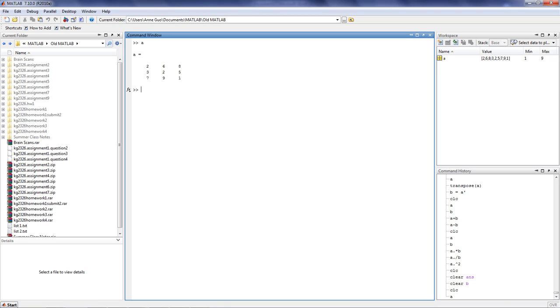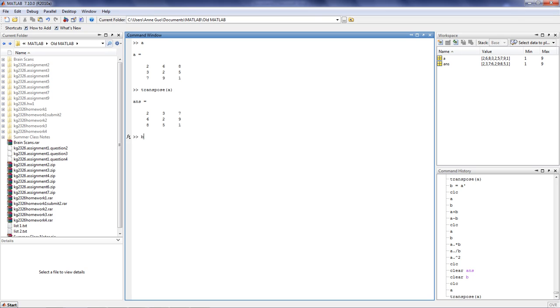For example, build yourself the matrix A. Now type in transpose of A. Notice our first row, 2, 6, and 8, has become our first column, and the first column, 2, 3, and 7, has become our first row. The shorthand for the transpose function is the single quotation mark.